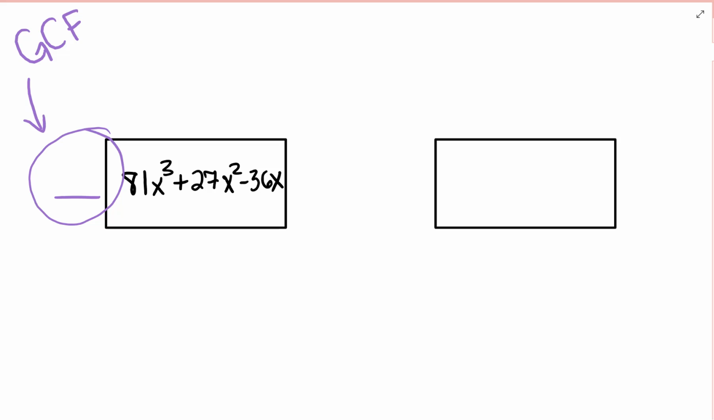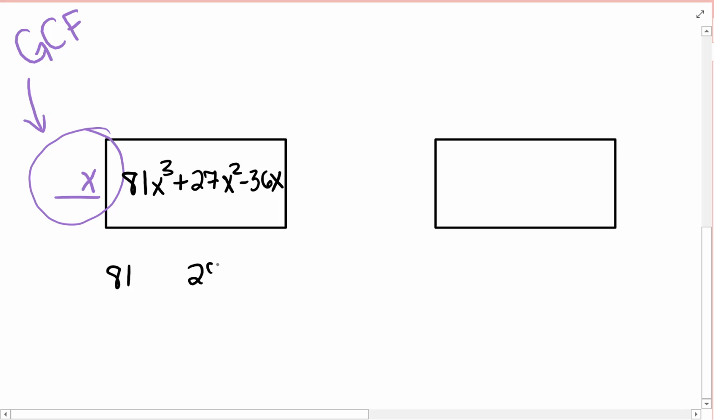What about this one? Remember, your width must be the GCF. Let's look at the x's. I have x cubed, x squared, and x. The most x's that they each have in common would be just x to the 1. Just x. So I've covered the x's. Now let's look at the numbers.